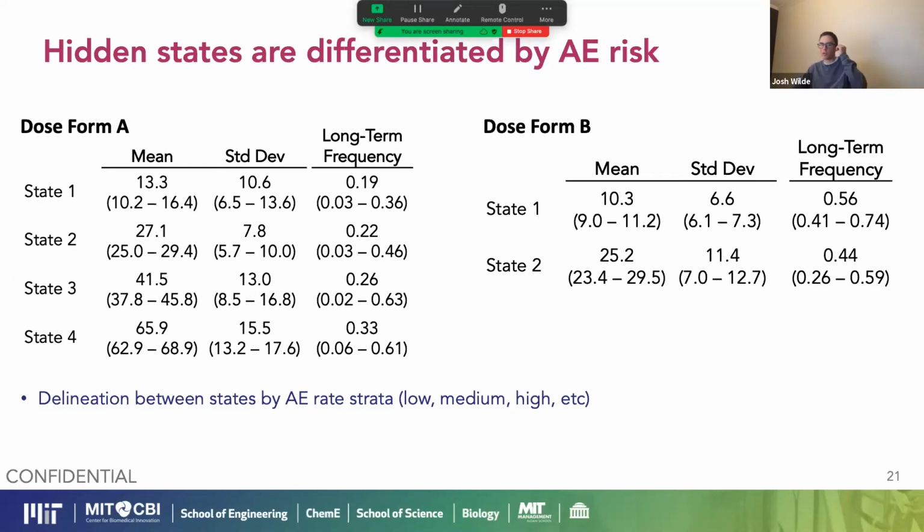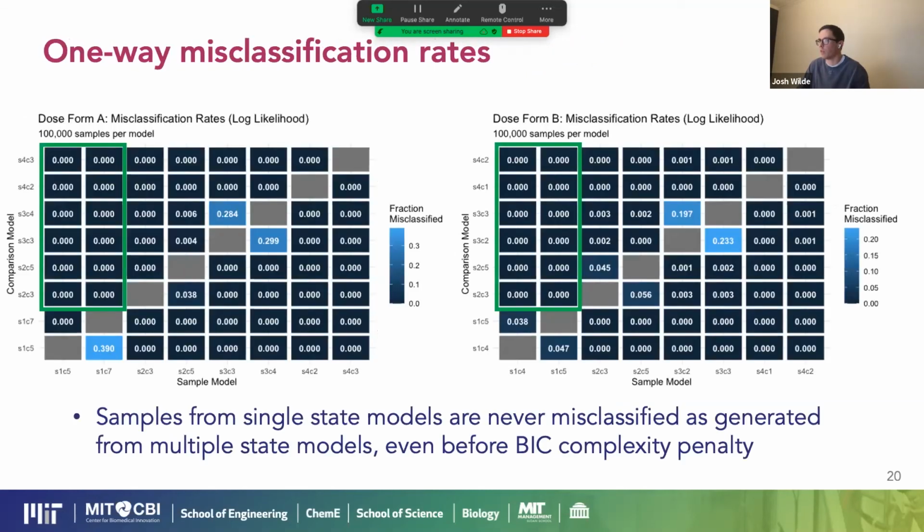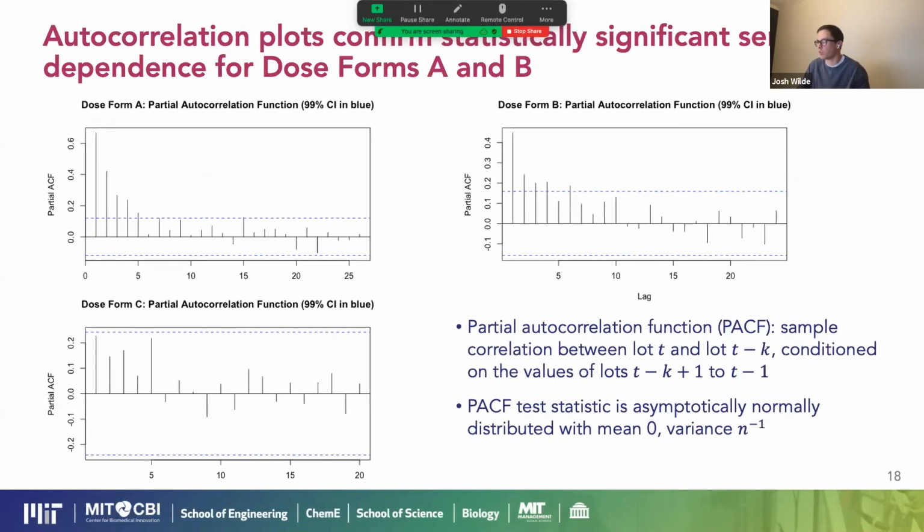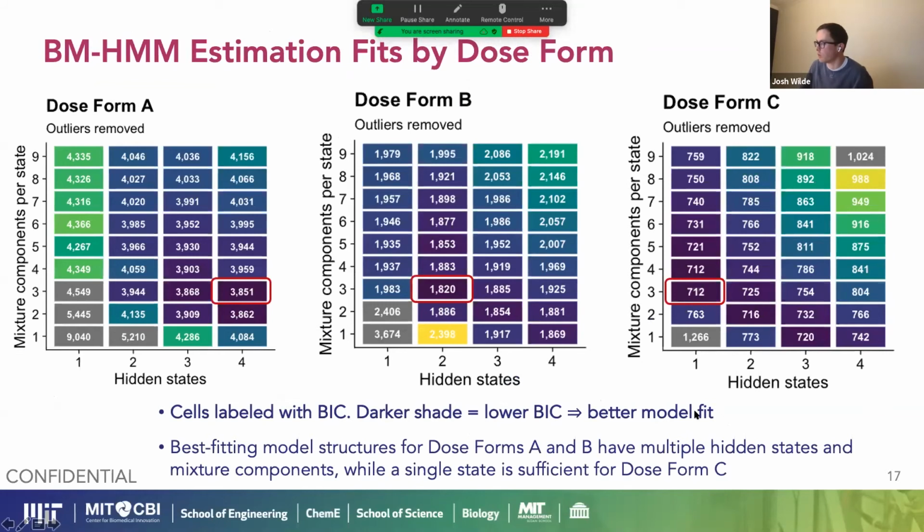But actually, does it say anything about dose C? Oh, sorry, Josh. I don't say anything about dose C here because the best fitting model for dose C is just a single hidden state, which is not so interesting. So does that say something about that dose though?